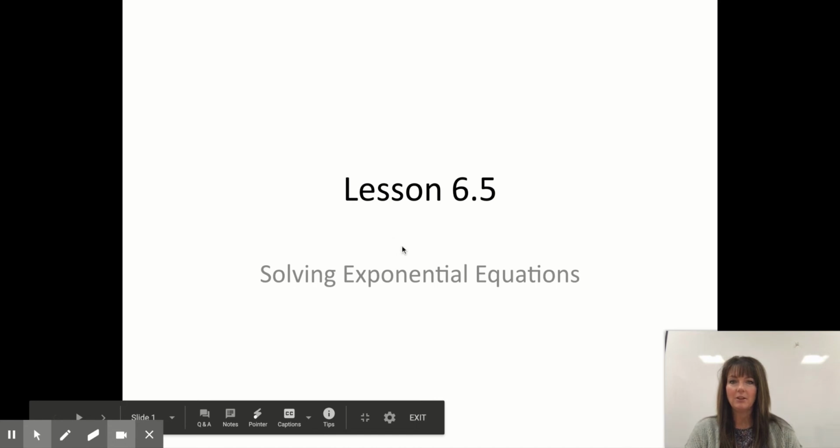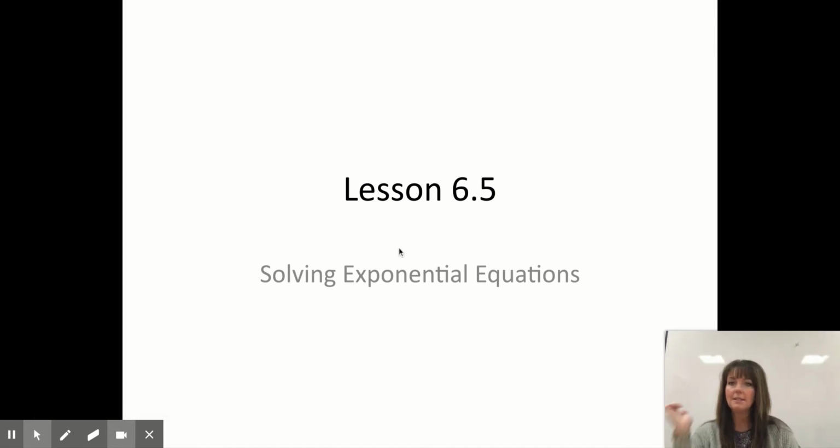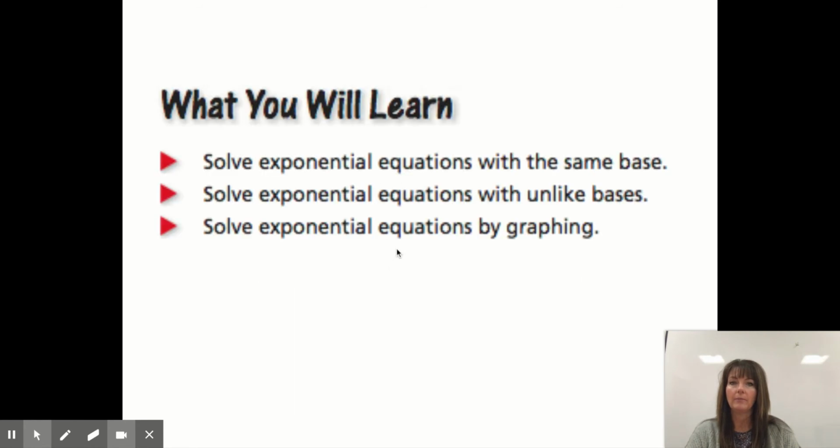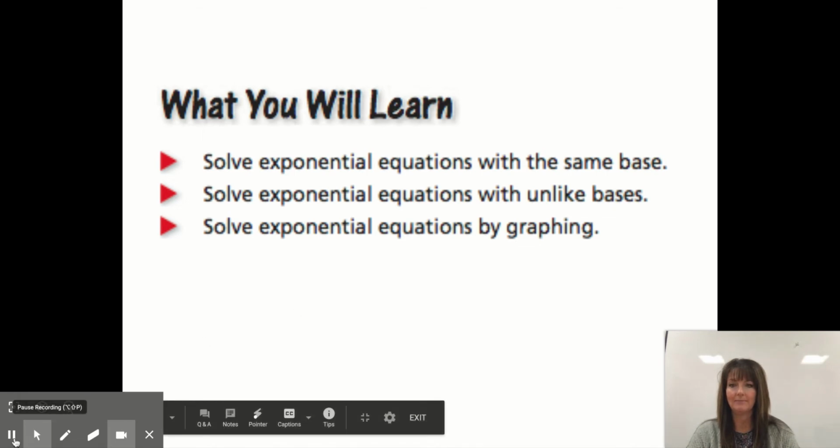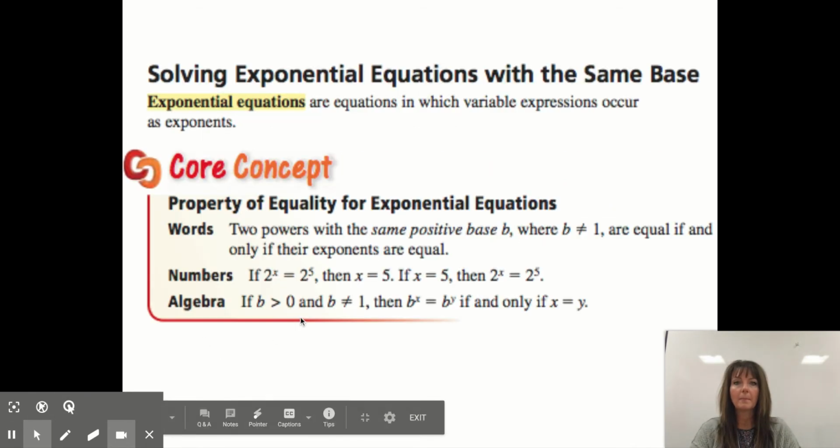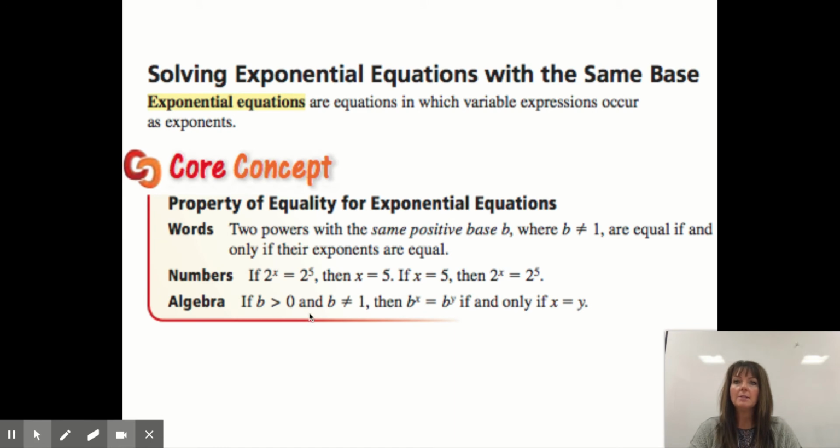All right, you're going to be solving lesson 6.5, solving exponential equations. Here we go. So you're going to learn to solve equations with the same base, and we're going to learn to solve equations with unlike bases. All right, so exponential equations are equations in which variable expressions occur as exponents.